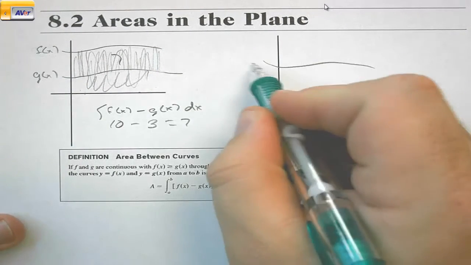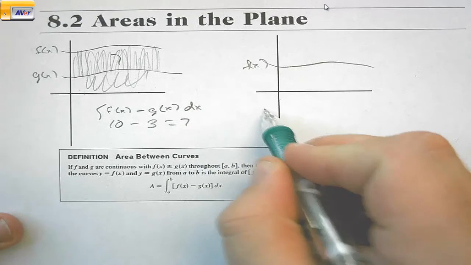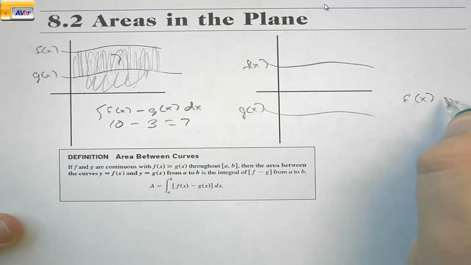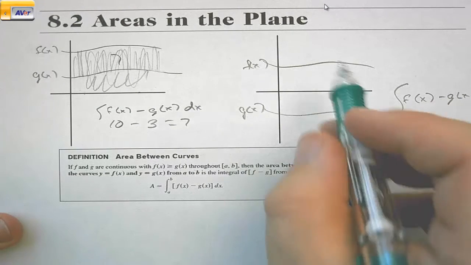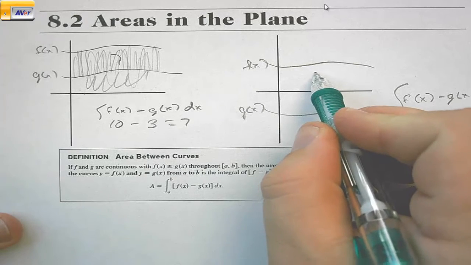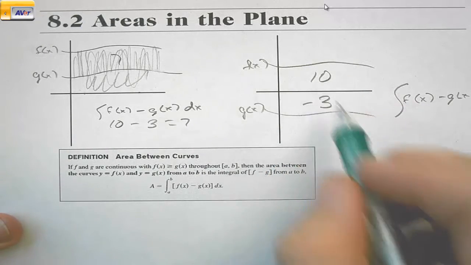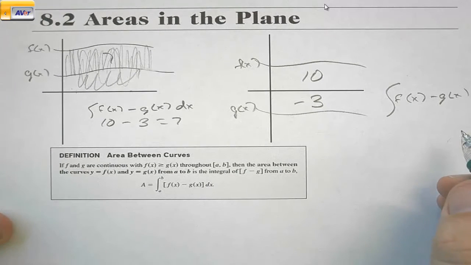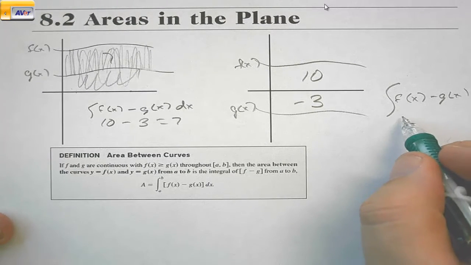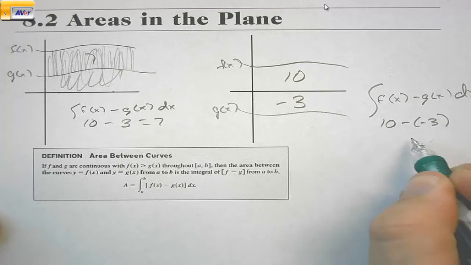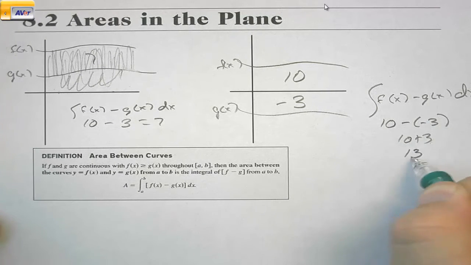If this is f of x up here and we have g of x down here, we can still do subtraction. We can take top minus bottom, and we can find the area under both curves. Let's say this was an area of 10 and this was an area of negative 3. Well, we have a total area of 13. But f of x minus g of x is going to take care of that because we would end up doing 10 minus negative 3. That'd be 10 plus 3, and we get that total area of 13.